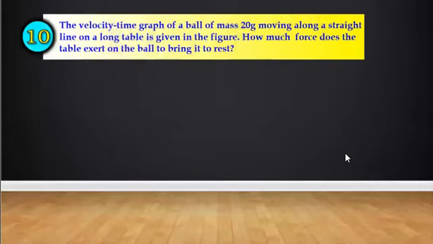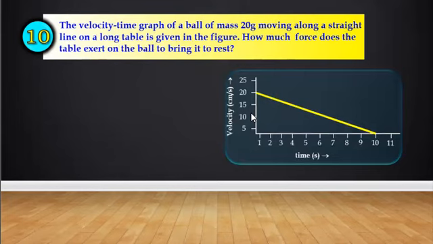Question number 10. The velocity time graph of a ball of mass 20 grams moving along a straight line on a long table is given in the figure. How much force does the table exert on the ball to bring it to rest? Okay, so here the graph is given. So we have to find the value of force.